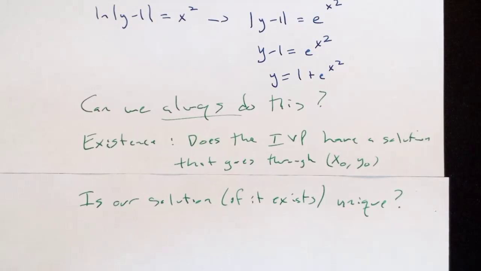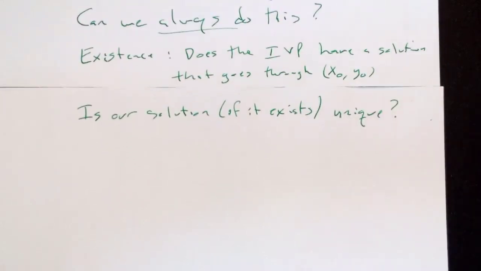It turns out that the answer is not always. Sometimes I will get multiple solutions that exist, so it's not unique. Sometimes I won't get a solution at all. I'll give you an initial condition that we literally cannot make work. But it turns out, here's a nice example.